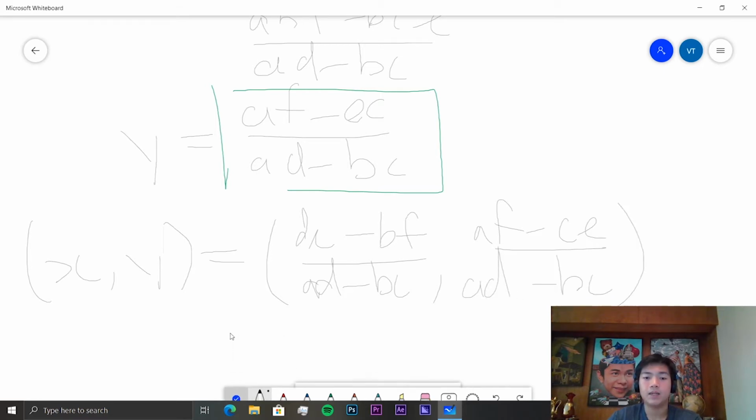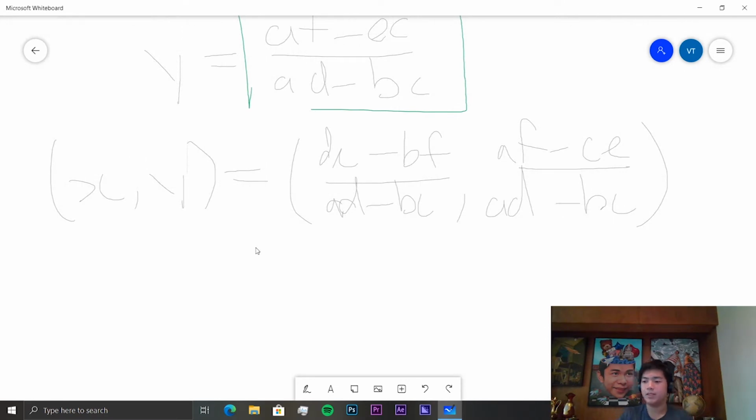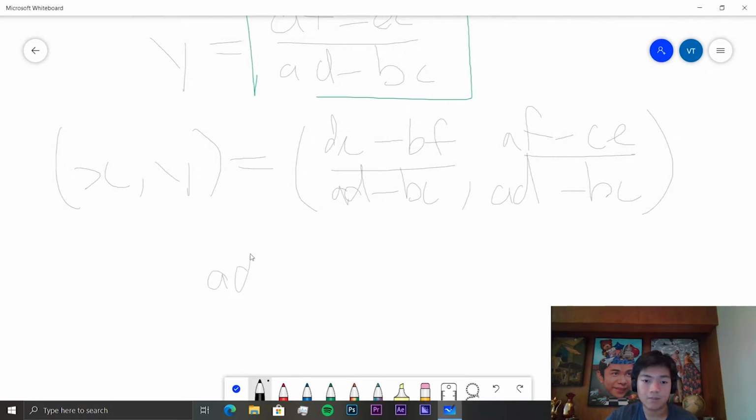So yeah, this can help you simplify some of these linear equations into maybe a more understandable form. Then we can jump into some questions. One last note though, ad minus bc should not be equal to 0 since we're dividing by it. And so if it's equal to 0, this will be invalid, and so there will be no unique solutions if ad minus bc equals 0. So let's go into some questions.